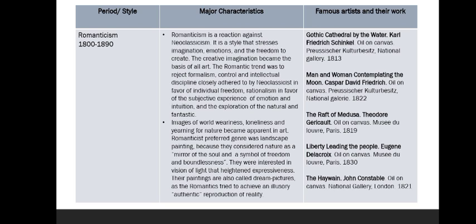Images of world weariness, loneliness, and yearning for nature become apparent in art. Romanticists' preferred genre was landscape painting because they considered nature as a mirror of the soul and a symbol of freedom and boundlessness. They were interested in visions of light that heightened expressiveness. Their paintings are so-called dream pictures, as the Romantics tried to achieve an illusory but authentic reproduction of reality.